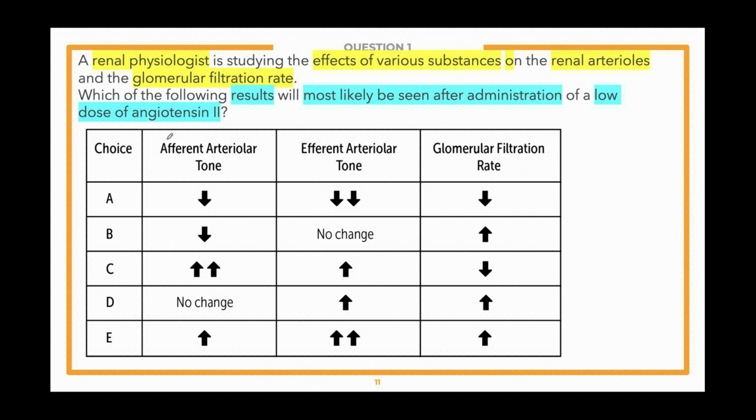Then lastly, answer choice A is also false because it's saying that the tone or the constriction is decreased in the arterioles, and we know that's not the case with angiotensin II, which is a potent vasoconstrictor. So definitely a tough question here. Hopefully that helped explain a little bit of angiotensin II effects.